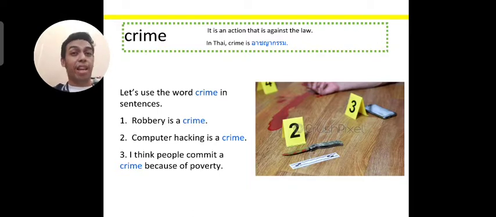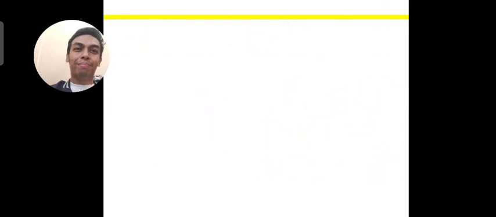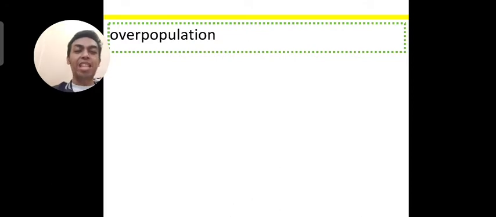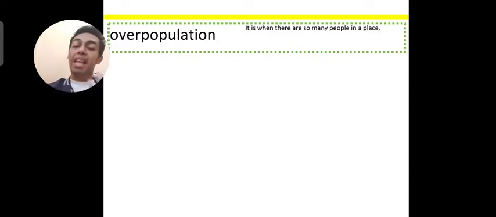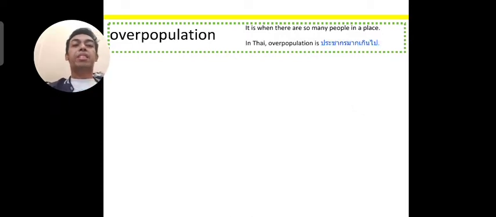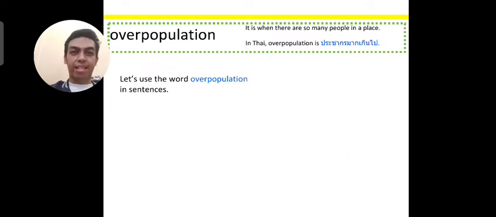Let's now go to our next word. Our next word is overpopulation, okay? Overpopulation. So it happens when there's a lot of people in a certain place, okay? So the Thai word for overpopulation is this word. Let's spell the word overpopulation. Overpopulation. So that is overpopulation. Now let's use overpopulation in sentences.